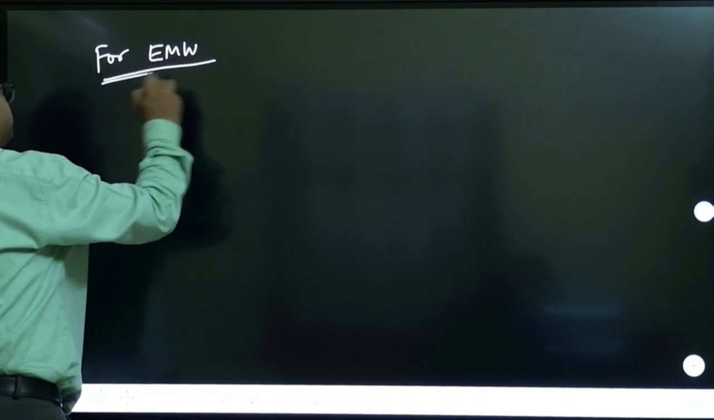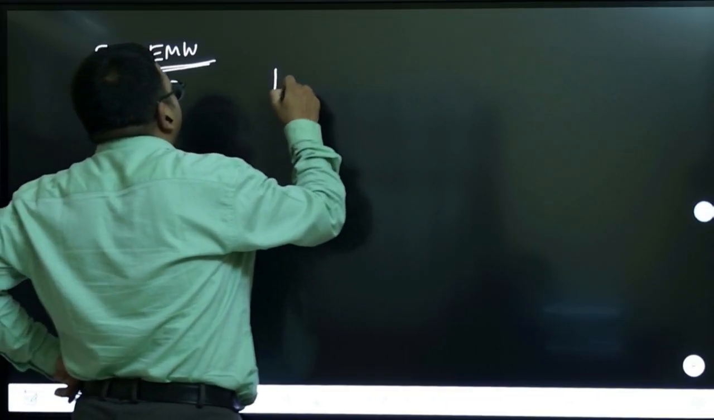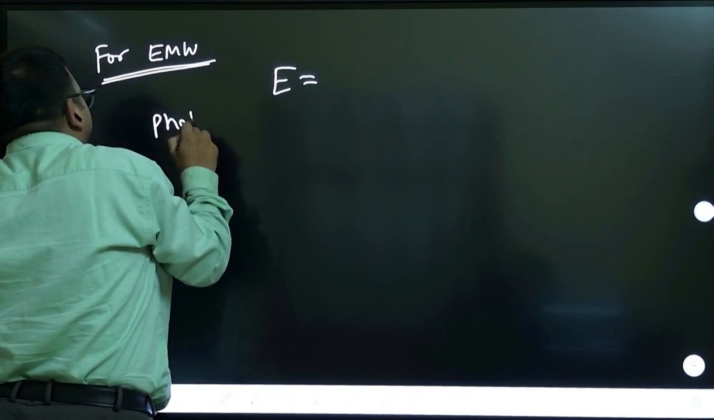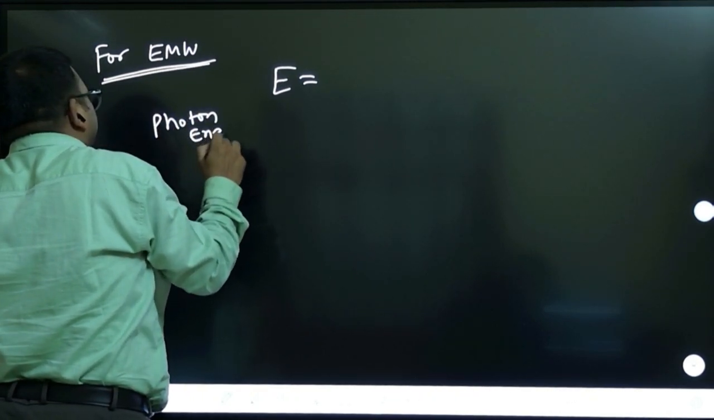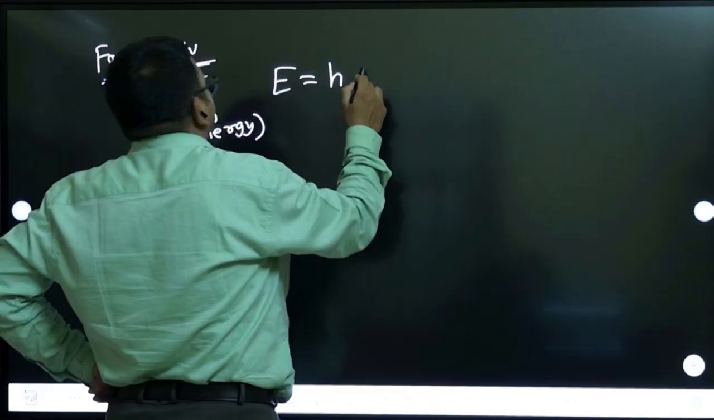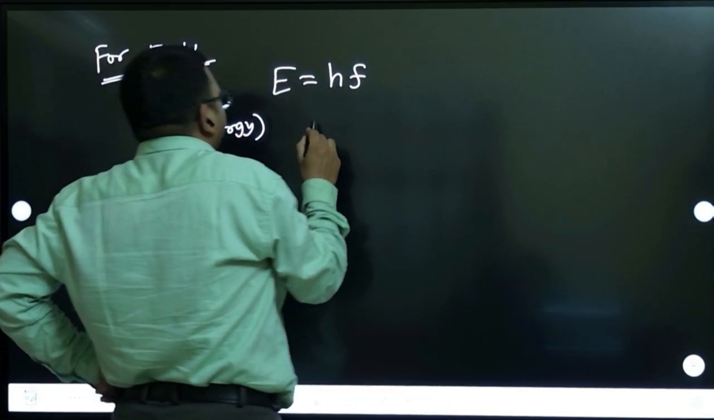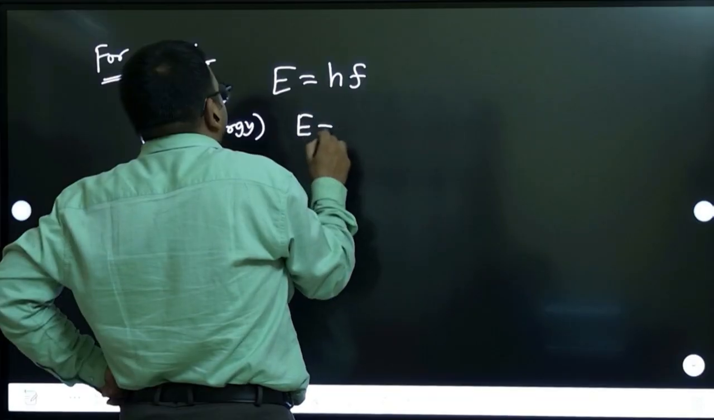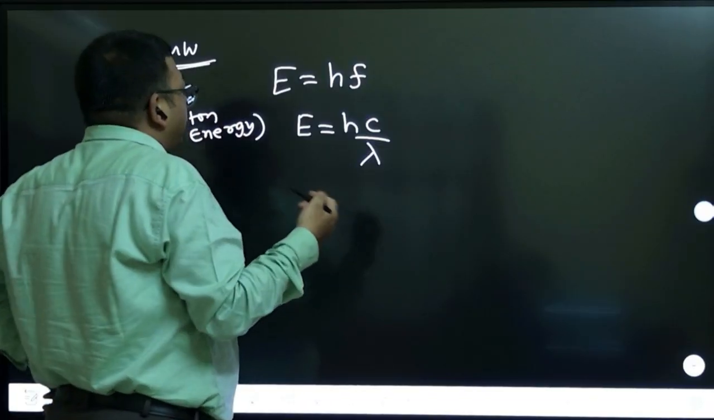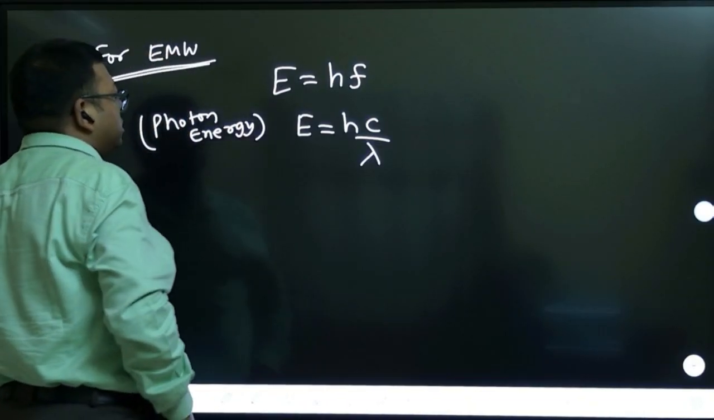For electromagnetic waves, we already know the formula for photons, right? This is the photon energy. Photon energy is equal to h into frequency, which can be written as hc by lambda. Now you can substitute the values and we can calculate the energies.